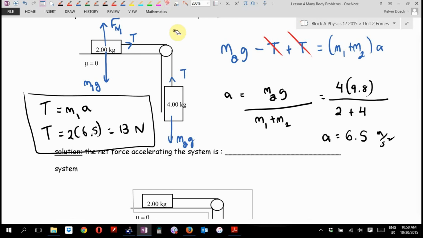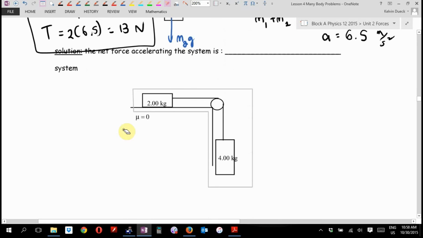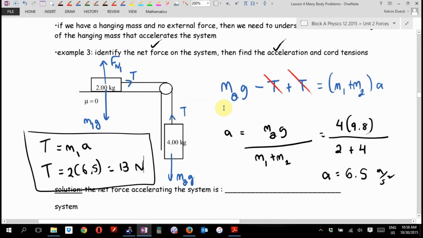Now, if, Carolyn, you decided to use this, you would go M2G minus tension equals M2A. Trust me, when you got the tension by itself, you'd also get 13. Okay? Apparently, for some reason, I gave you more work here, but we crammed it all next to this. That works.